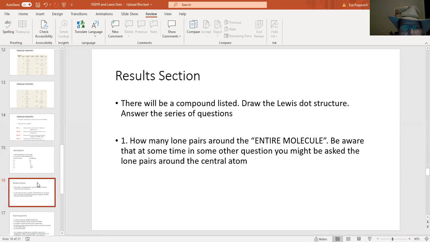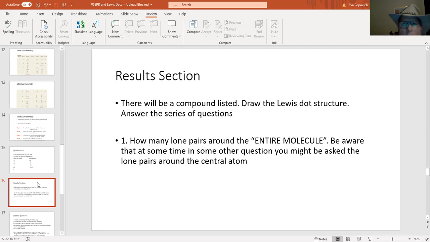All right. Each one of those has 5 questions associated with it. Be prepared, all right? This is going to be a long quiz. When you get to the results section, there's going to be a compound listed. Draw the Lewis dot structure for that compound. Then answer the series of questions. First question: how many lone pairs are there around the entire molecule?